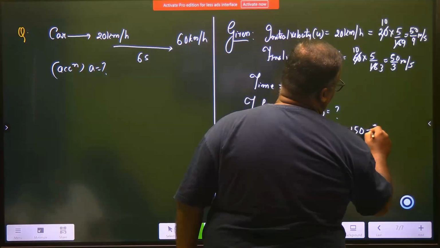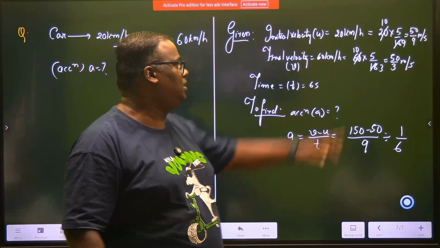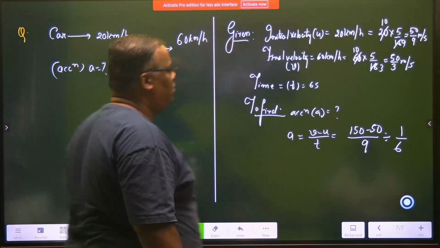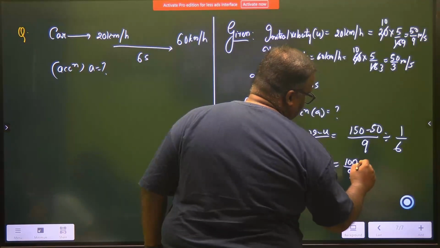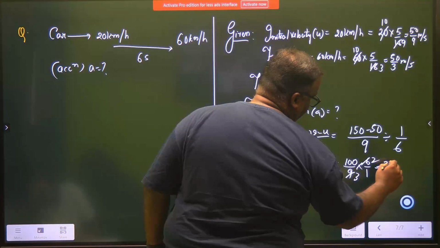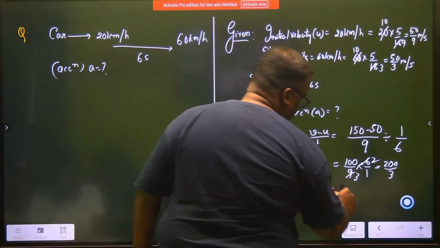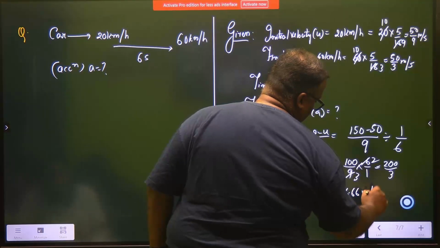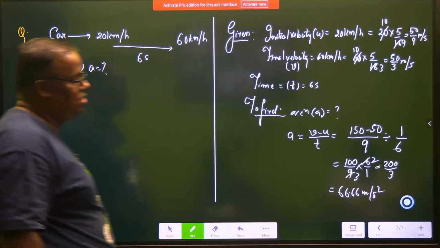150 minus 50 by 9 divided by 1 by 6. Why did I make it 150? Just to make the denominator same. If you make the denominator same 9, then this becomes 150. 150 minus 50 is how much, children? 100 by 9 multiplied by 6 by 1. 3 2s are 6, 3 3s are 9. 200 divided by 3. Right? 3 6s are 18. 66.66 meter per second square. So much is the increase in acceleration.